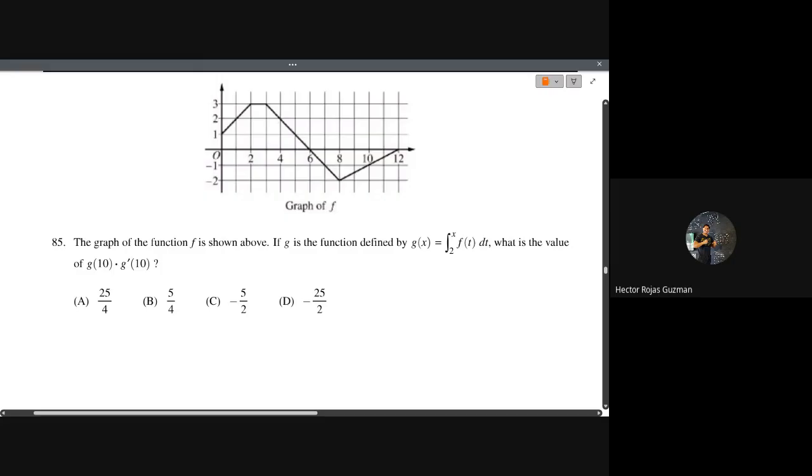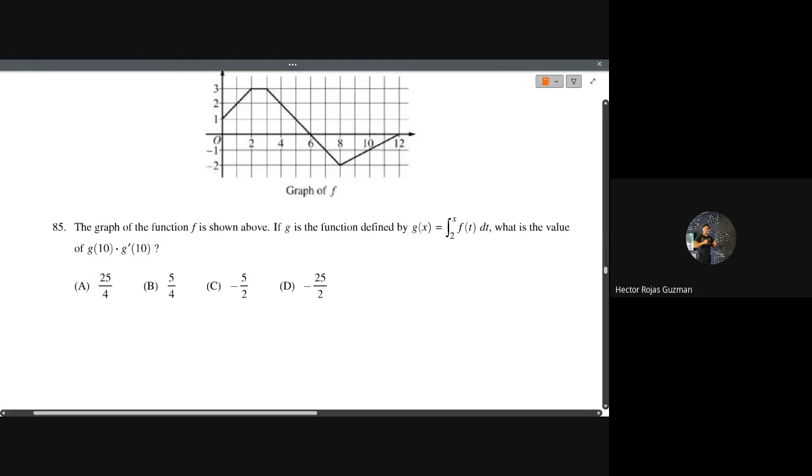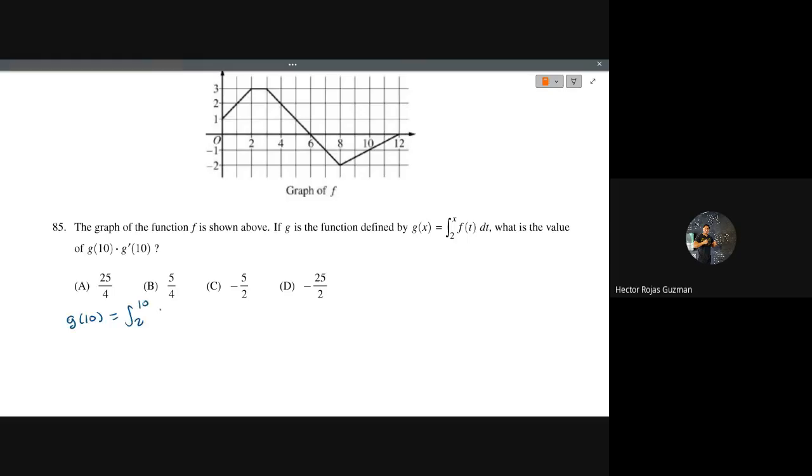The graph of f is shown. The function g is the antiderivative, the integral from 2 to x of f of t dt. What is the value of g of 10 times g prime of 10? Let's go ahead and find g of 10 first. So we're going to do the integral from 2 to 10 of f of t dt.